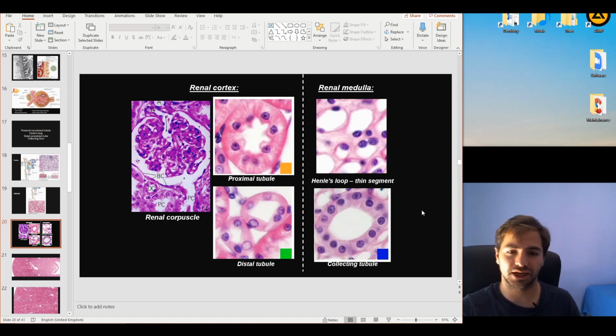This is a very nice slide. I really suggest that you use this slide to study with and to compare your visual representation slides from the histology guide with this slide right here.